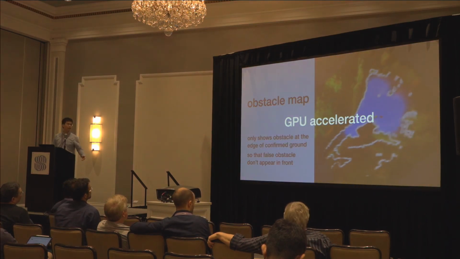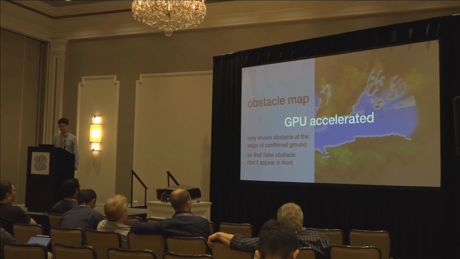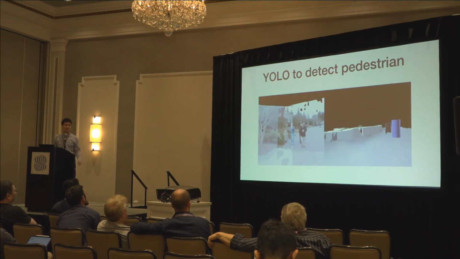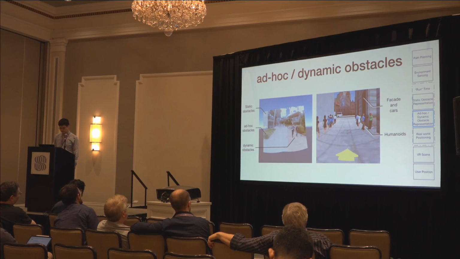To make the user do this safely, we have to do everything in real time, so everything is GPU accelerated. One exception, as I said before, is humans, which move really fast. We cannot construct a very reliable height map, so we use real-time detection. We use YOLO to detect their position and map them using the point cloud.